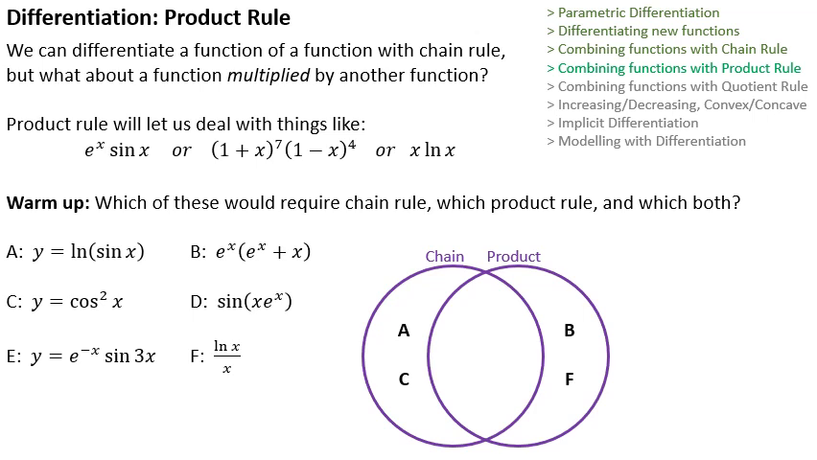Perhaps we know how to differentiate what's on the bottom of the fraction, but we don't know how to differentiate 1 over that thing directly. Well, as it turns out, chain rule is going to come in handy there as well, but we'll get to that when we do quotient rule.